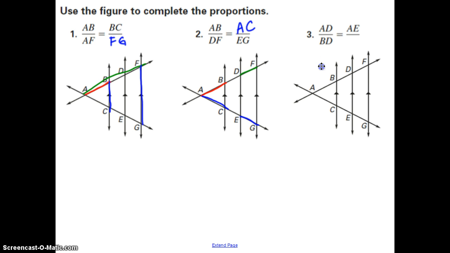When you look at this third one, we have AD, which is the top side of the middle triangle, compared to BD, which is just the extension from the smaller to the middle triangle. Then we want to compare that to AE, the whole bottom side of the middle triangle. So the part of the proportion that we need to match that, the corresponding side, is CE.